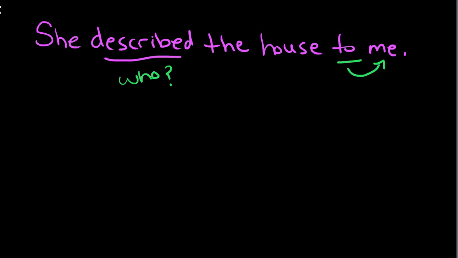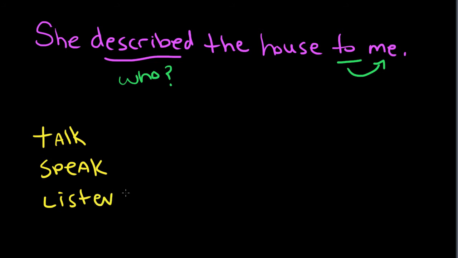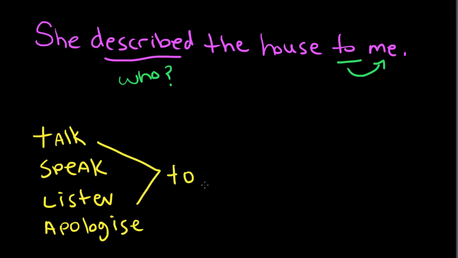So if explain and describe are examples, other verbs that we use a preposition to after are talk to, speak to, listen to, and apologize to. So all these, in normal circumstances, the majority of the time, need that preposition after them in order to make sense with the object.